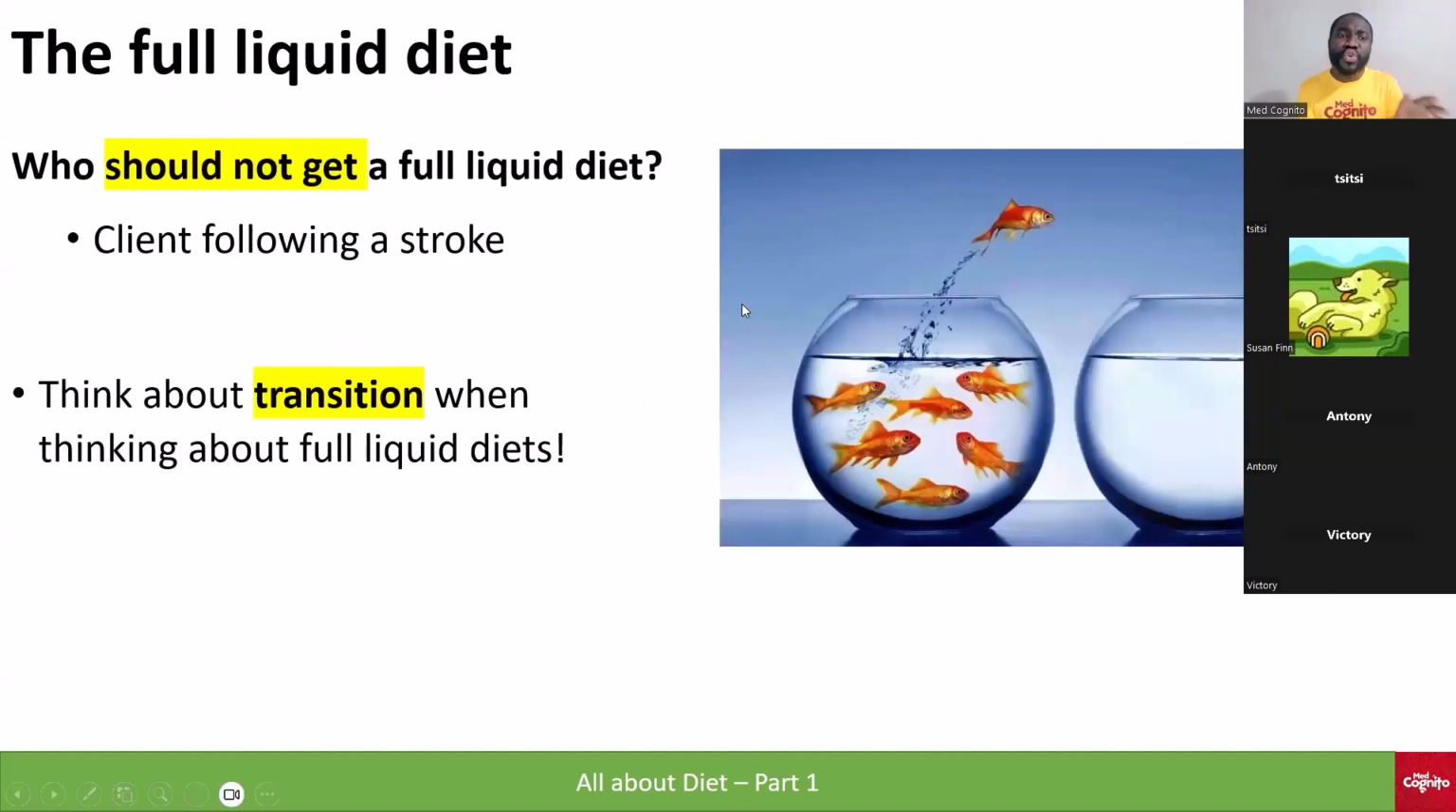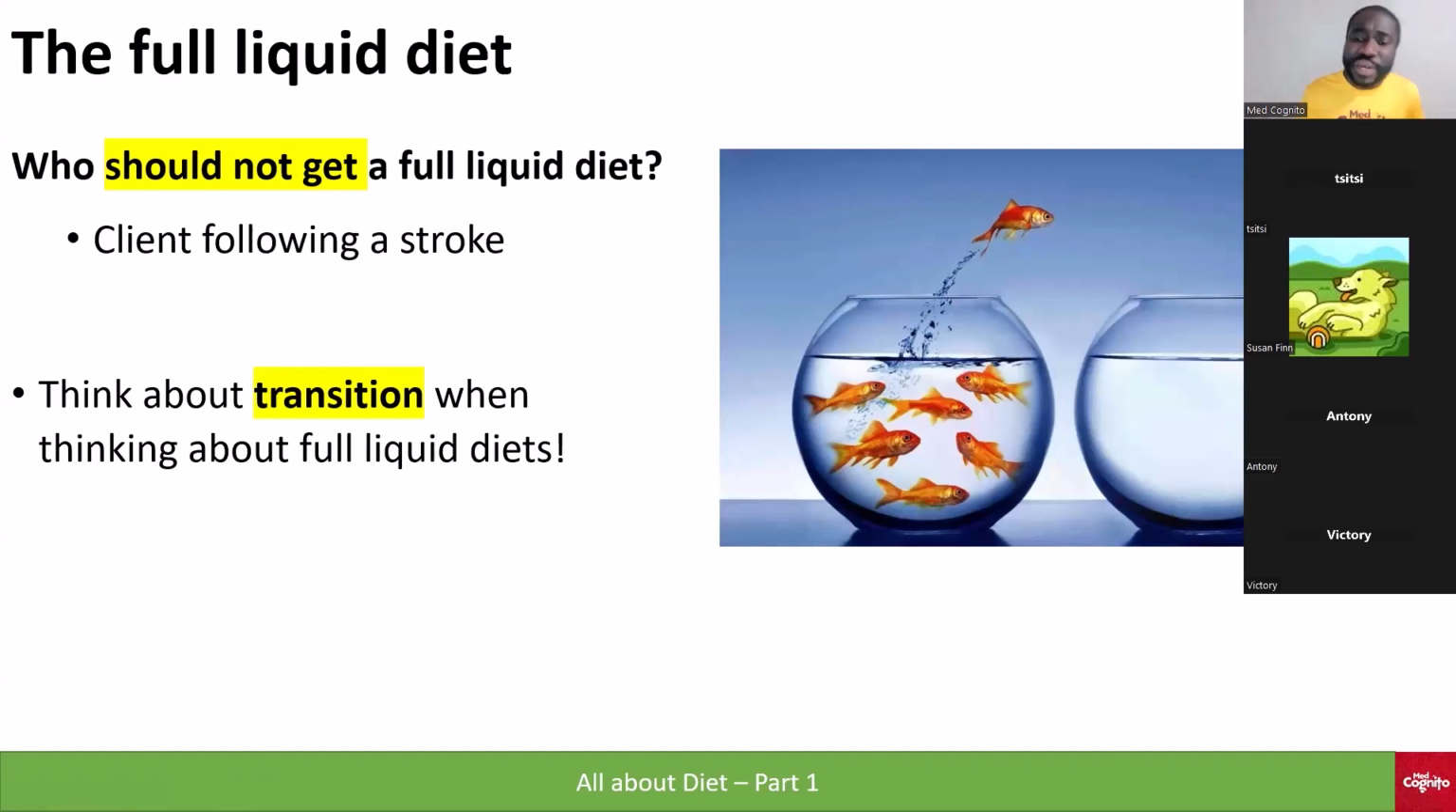Now, who should not get full liquid diet? We've talked about who should get it, but in your exam, you can also be asked the other one. Who should not get full liquid diet? It is a client who has had a stroke recently, maybe 2 days ago. The client's swallowing has been tested and it is found that this client has issues with their swallowing. You want to be very careful.